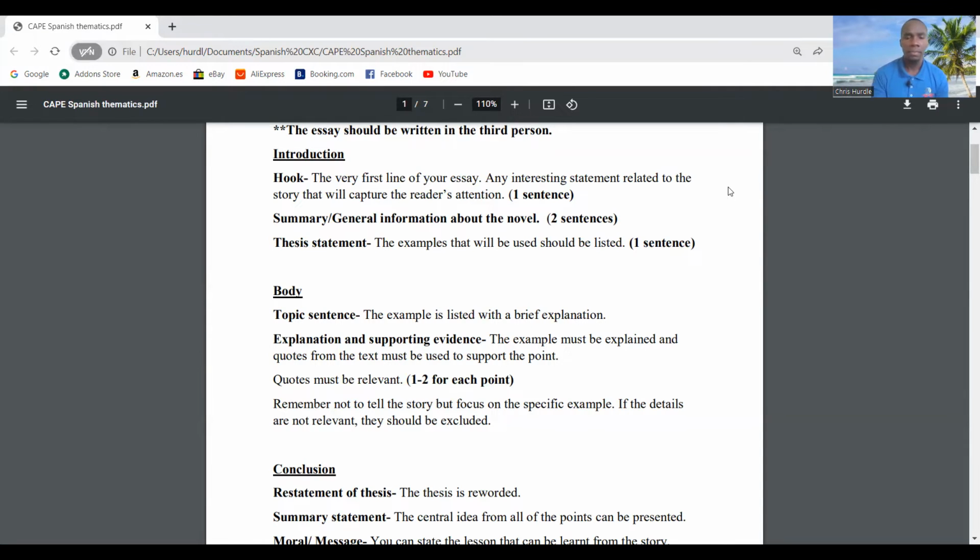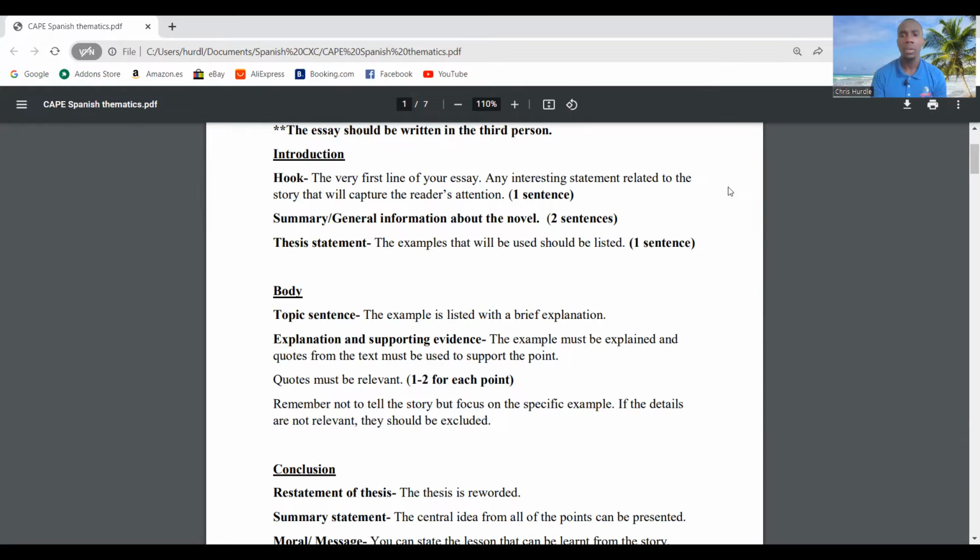Once you've done that, you would proceed to explain that point further and provide supporting evidence. Now, supporting evidence will be quotes taken from the text, right? The quotes must be relevant. They must be used to support what you are already explaining. So you can't just extract any quote that you feel like. They must be relevant. All right.